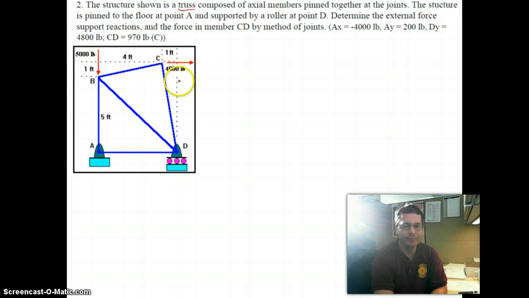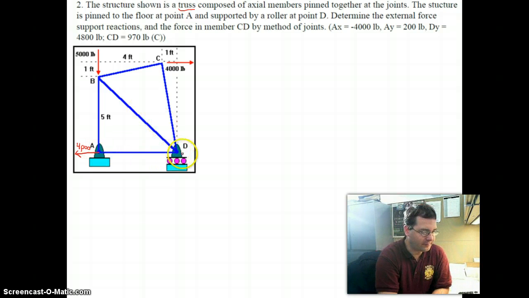That's useful to me because I look at the horizontal forces in this structure and I see that I have a 4,000 pound pull to the right at point C. Well, the only thing in this structure that can provide a horizontal reaction to that is point A. And so I know that there has to be a 4,000 pound leftward force at point A.